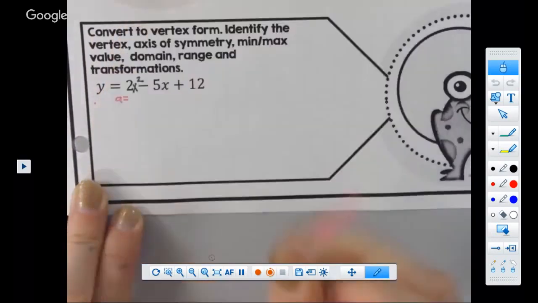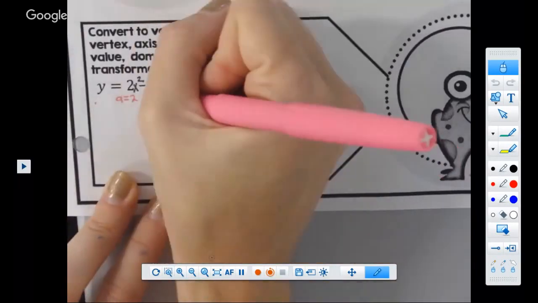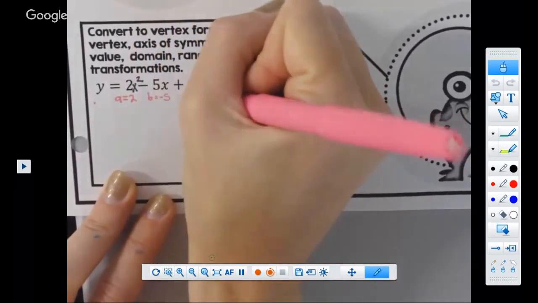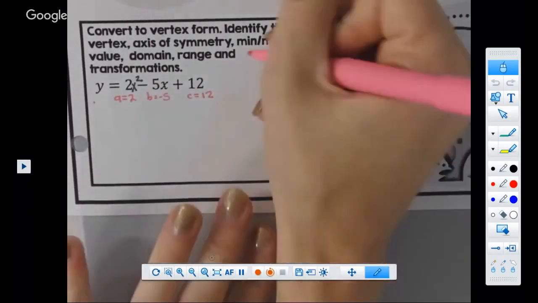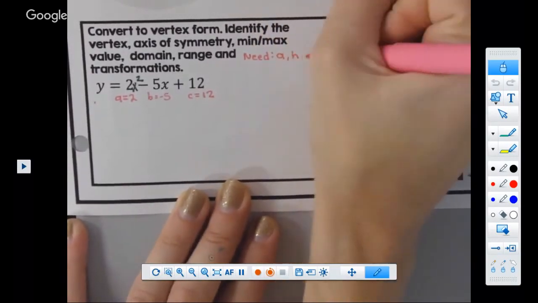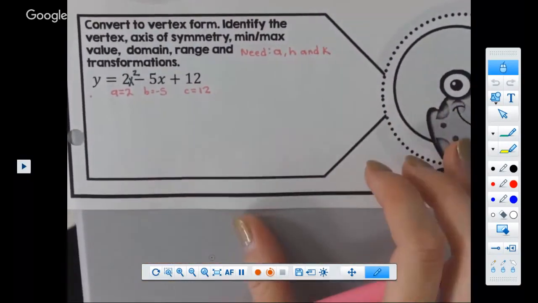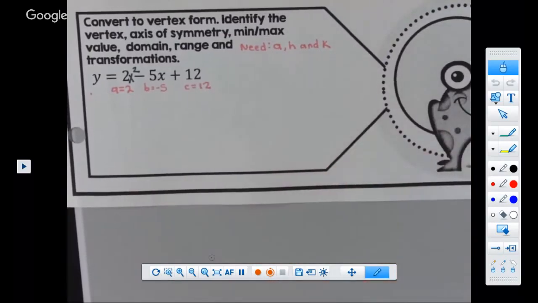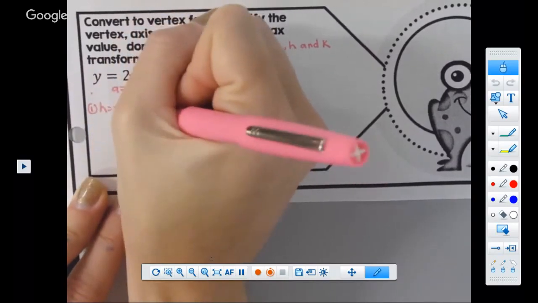So I want y'all to start with what we always do. Tell me A, B, and C. A is 2. B is -5. C is 12. All right, we're going to write in vertex form. I remind you, if we want to write in vertex form, we need three things: A, H, and K. Of those three things, what do we already have before I start? We have A. How do we find H?